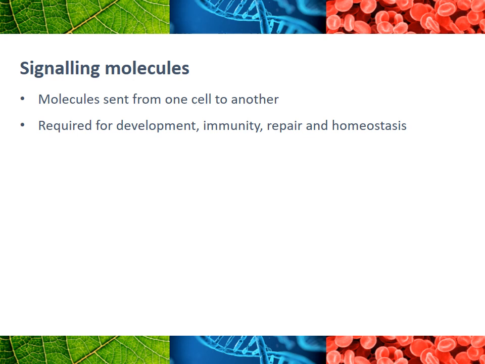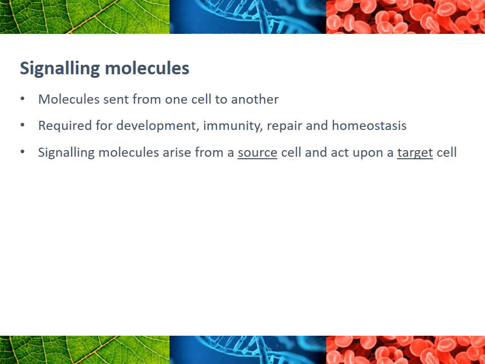This is really, really important for most things that happen in our body. So in order for us to grow and develop, our cells need to receive signals. The same with immunity, to repair damaged tissue, and for homeostasis, like I said. So we've already looked at how cells perform certain things like produce proteins, but all of that originates from a signal that tells it to do that.